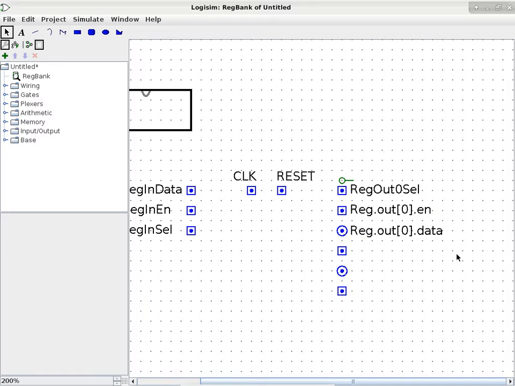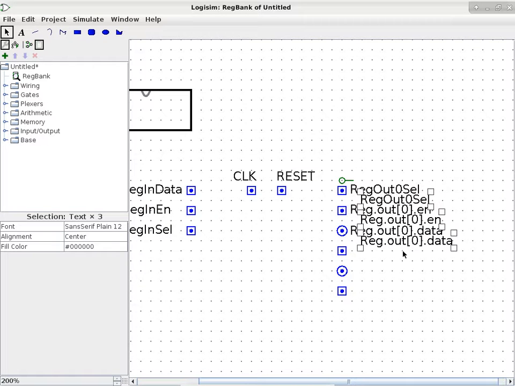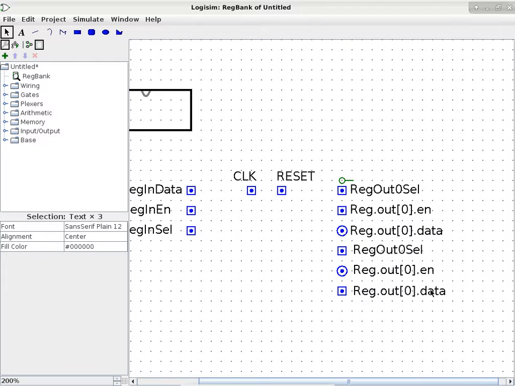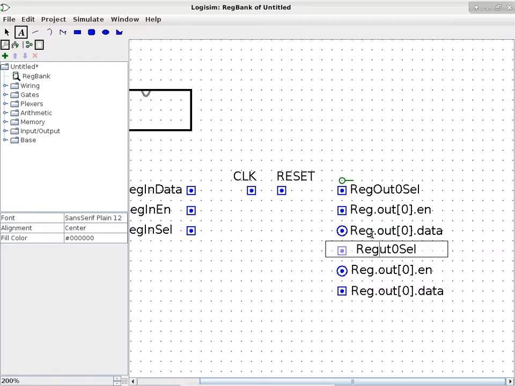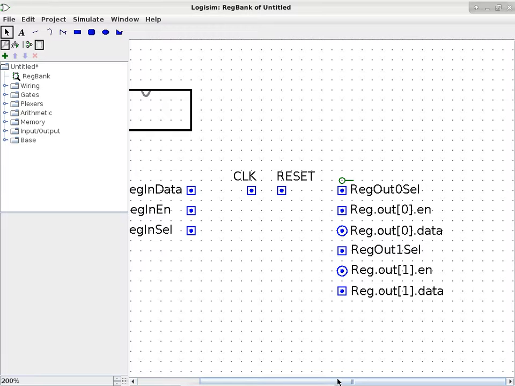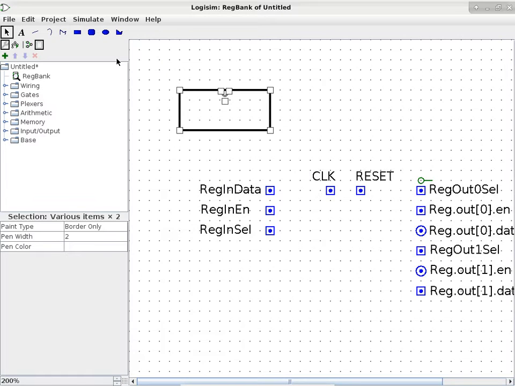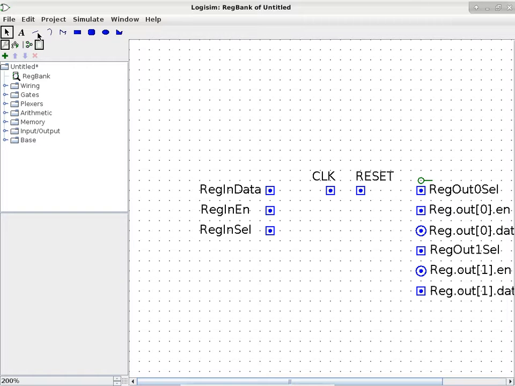So now I can do this. The question is, can I go back in and edit something that's already here? And it seems that way. Oh, this is out 1. There we go. Now we can put a big box around it. Get rid of this box. And then put a new box.